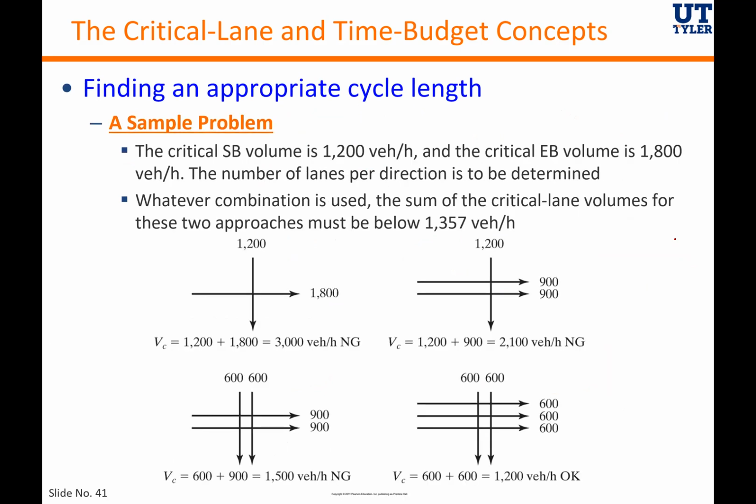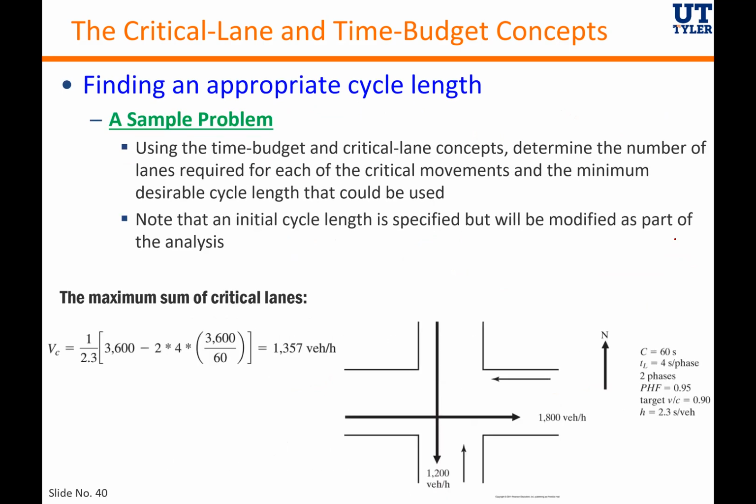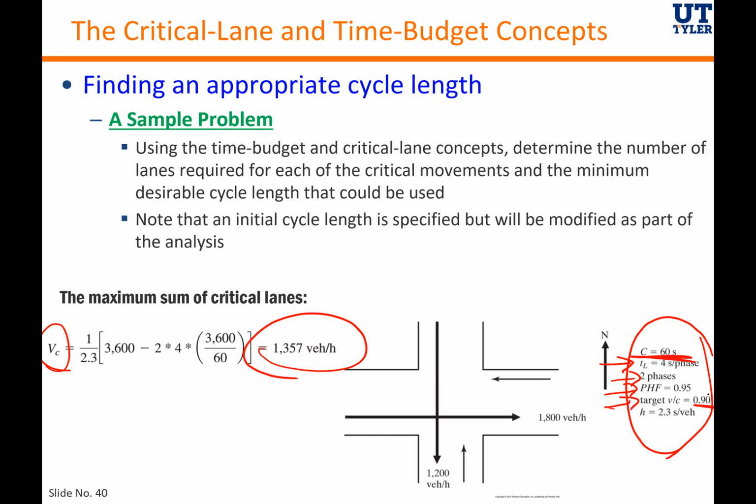We had another example here. This is an important example where we needed to know, based on the maximum sum of critical lanes, V over C was 1357 vehicles per hour. If I know these numbers, the cycle length is 60 seconds, the lost time is 4 seconds per phase, I have two phases, the peak hour factor is 0.95, your target V over C ratio is 90%, so this is given to you now. You're not designing that. And the headway is 2.3 seconds per vehicle.